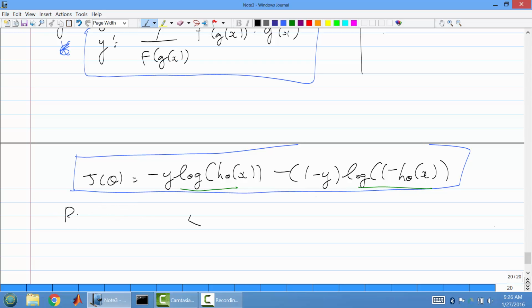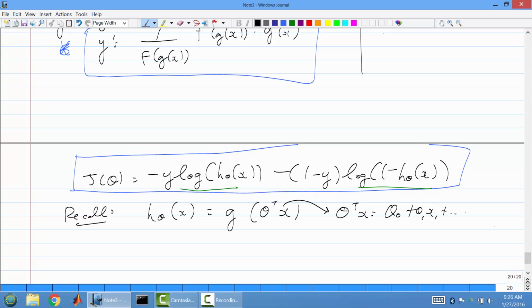So recall the hypothesis was equal to the sigmoid. This is equal to theta 0 plus theta 1 x1 and so on. And then g was the sigmoid from before. So this is what I have.